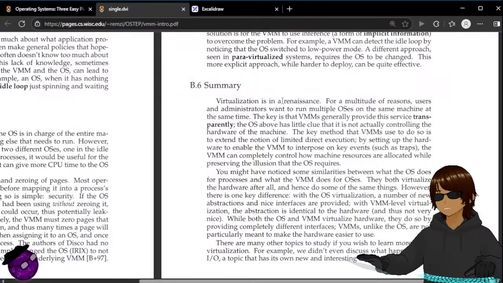Virtualization is in a renaissance for a multitude of reasons. Users and administrators want to run multiple OSs on the same machine at the same time. The key is that VMMs generally provide this service transparently. The OS above has little clue that it is not actually controlling the hardware of the machine. The key technique used by VMMs to do so is the notion of limited direct execution. By setting up hardware to enable the VMM to interpose on key events such as traps, the VMM can completely control how machine resources are allocated while preserving the illusion that the OS requires.